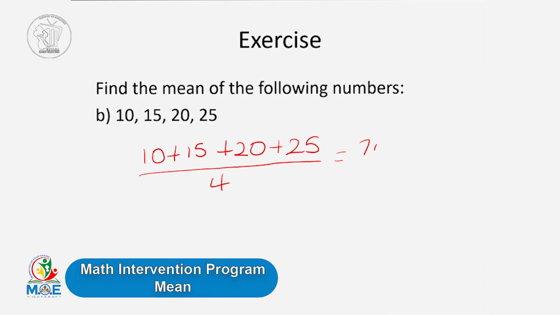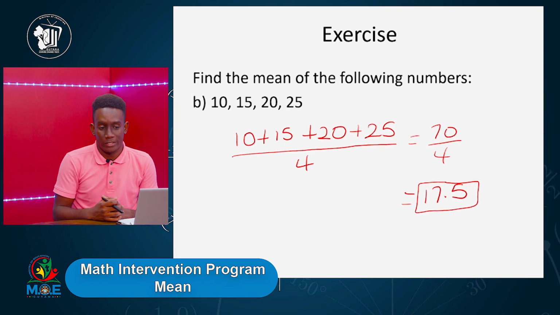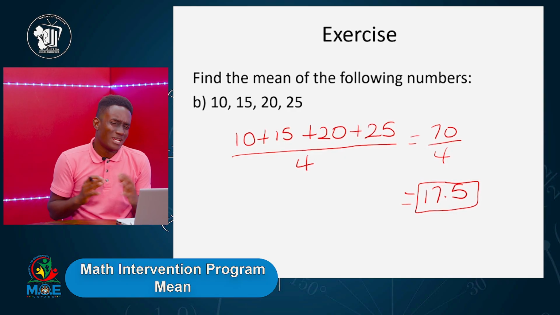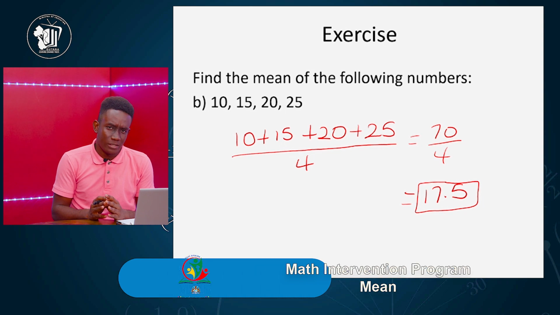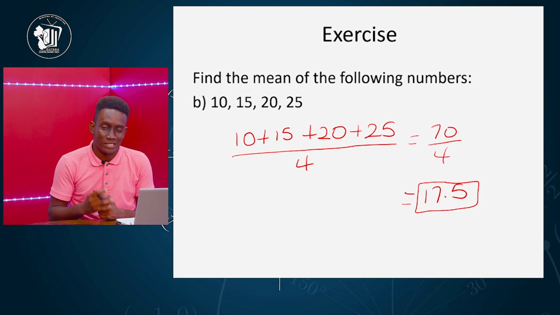So now we have 70 divided by 4. When we divide 70 by 4, we get a value of 17.5. So the mean of this set of numbers is 17.5. And that is all there is to finding the mean. Add up all of the numbers and then divide by the number of values.